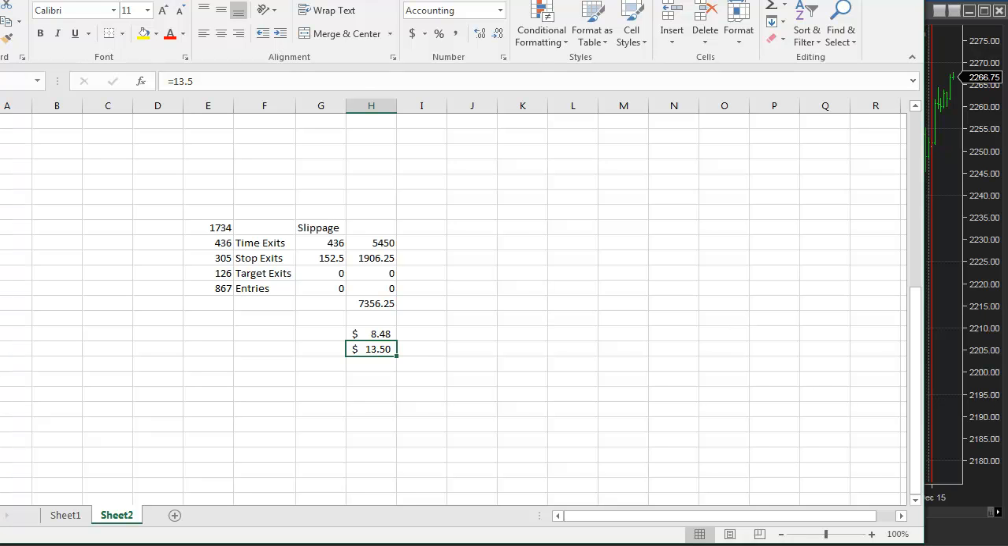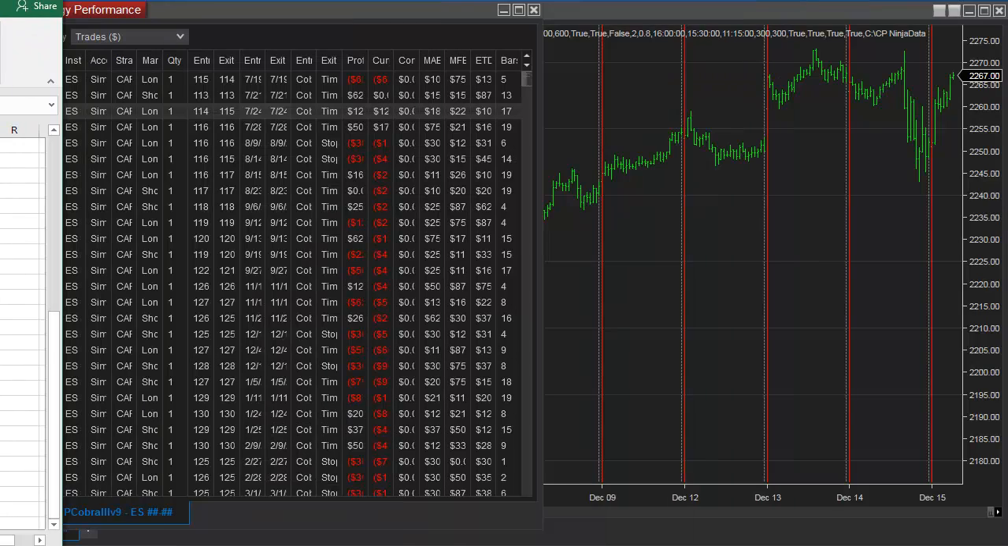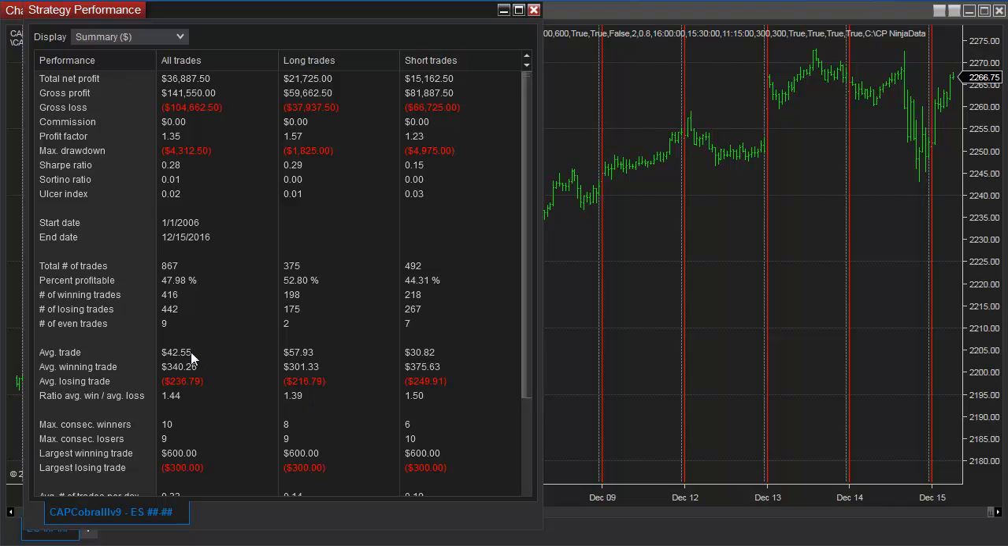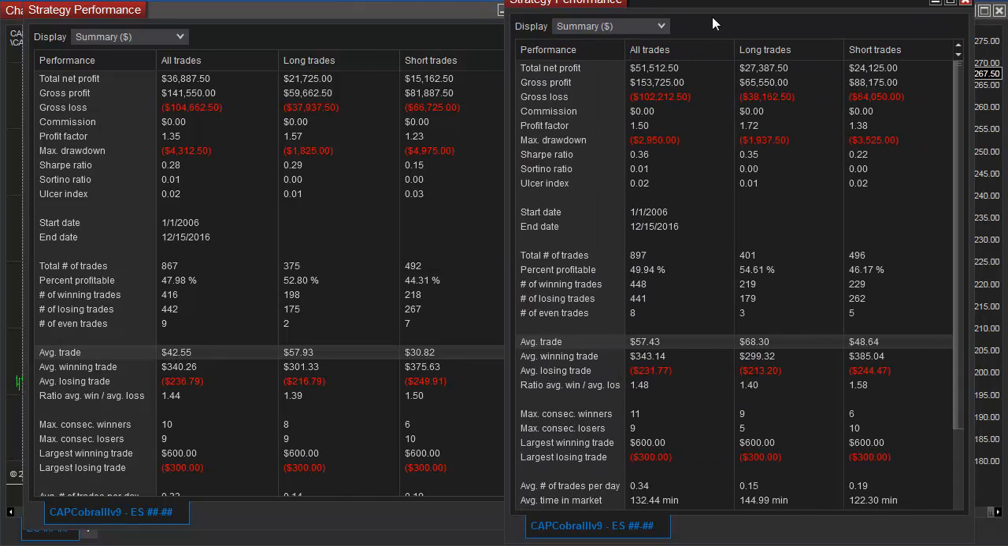So what you have here is $13.50, remember that number, and then you go back to your summary and you say $42.55 minus $13.50, $29 average trade profit is what you get. That's still a good day trade number if you can get $29. I like to get $50 when we're talking about a strategy that gets filled when the limit order touches the price, without slippage and commission. At the most optimistic view, for example on this one, I like to have $50.